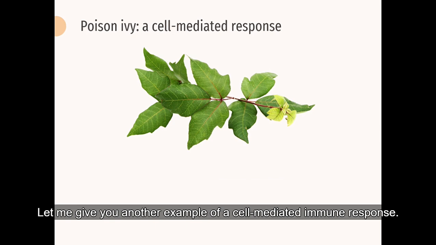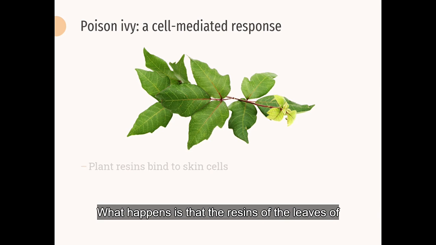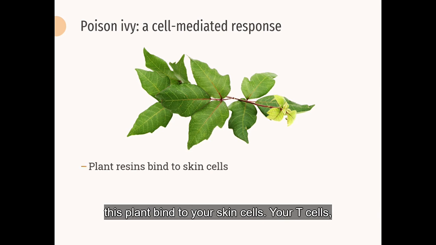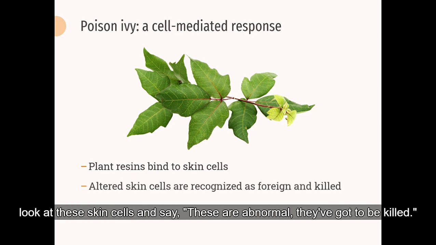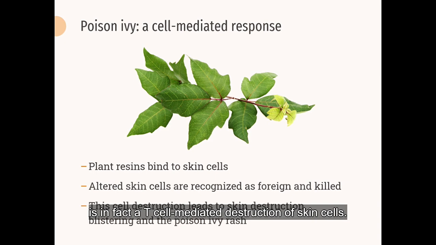Let me give you another example of a cell-mediated immune response. Poison ivy is a common plant in North America that, if you rub up against it, will cause a really nasty rash within 24, 48 hours. What happens is that the resins of the leaves of this plant bind to your skin cells. Your T cells look at these skin cells and say, these are abnormal, they've got to be killed. So, in fact, the rash in response to poison ivy is a T cell mediated destruction of skin cells. It causes blistering because cells are killed, and it's mediated by a cell-mediated immune response.